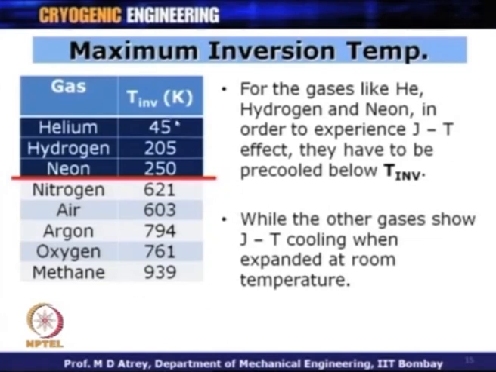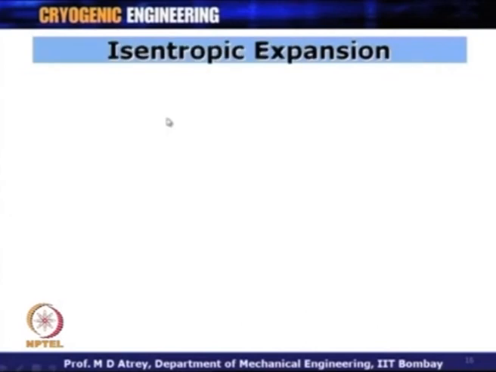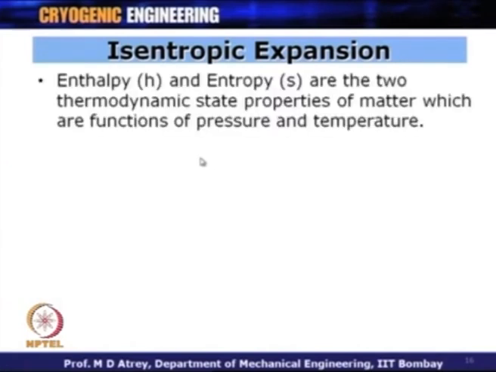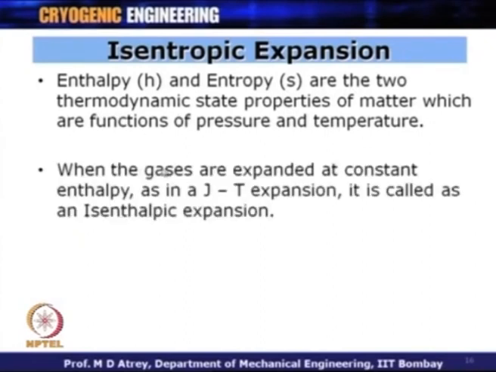Now, we will talk about isentropic expansion, where the entropy remains constant. Enthalpy and entropy are two thermodynamic state properties of matter, which are functions of pressure and temperature. When the gases are expanded at constant enthalpy as in JT expansion, it is called isenthalpic expansion. On similar lines, when the high pressure gases are expanded at constant entropy, it is called isentropic expansion or a reversible adiabatic expansion. This is all what we know from thermodynamics.